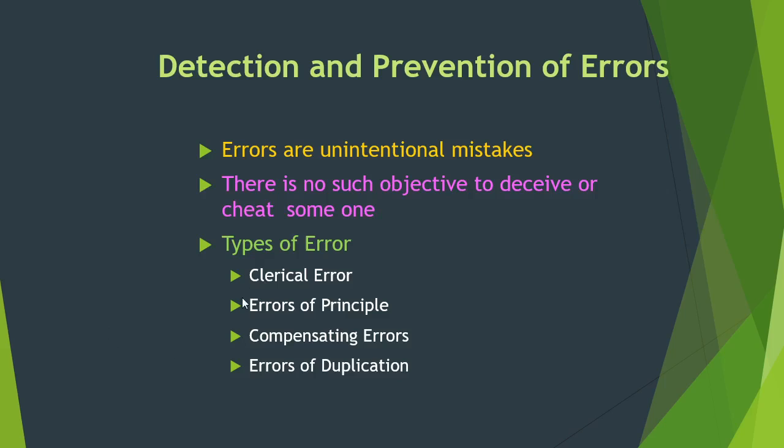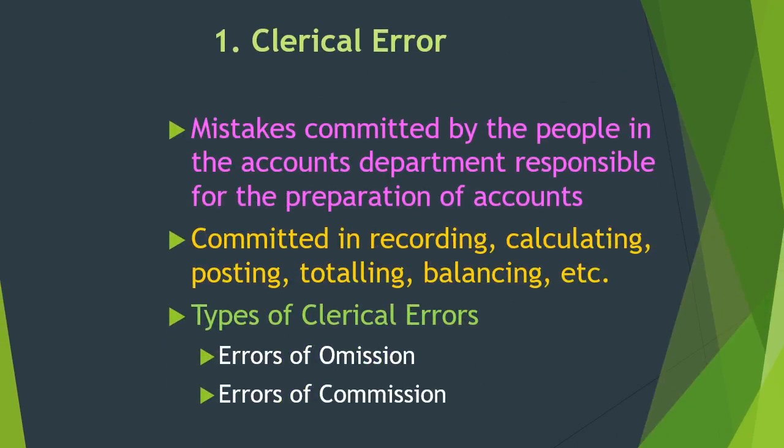These errors can be classified into four: clerical error, errors of principle, compensating errors, and errors of duplication. Let us take the first one, clerical error. As the name indicates, these are mistakes committed by the clerks in the company, the people in the accounts department responsible for the preparation of accounts. While preparing books of accounts, if the clerks of the accounting department make some mistake, those mistakes or errors are called clerical errors.